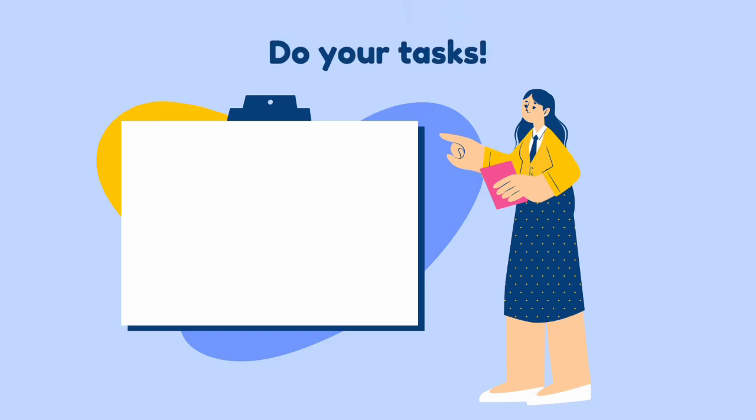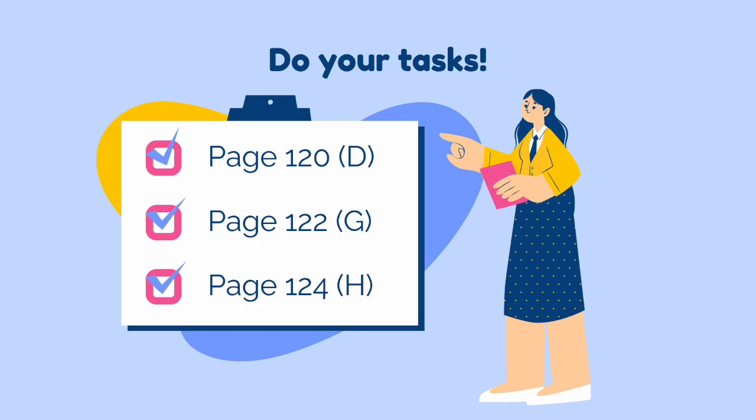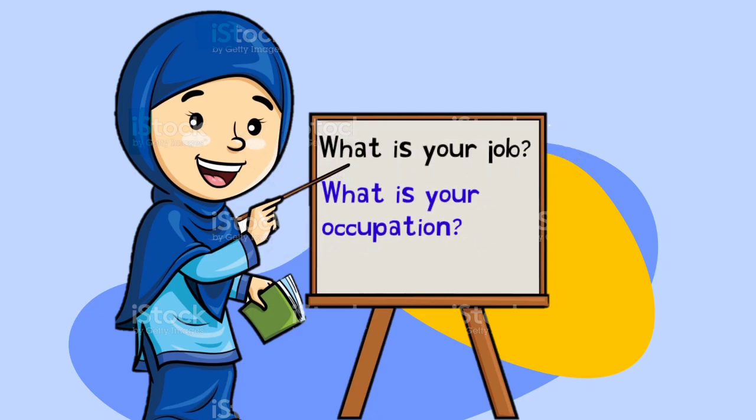Now, do your tasks. Page 120, Part D, page 122, Part G, page 124, Part H. Submit it to Google Classroom. I think it's enough for today. So, you already learned about occupations and how to ask people about occupations. So, when you want to ask people, you can use what is your job? What is your occupation? What do you do?